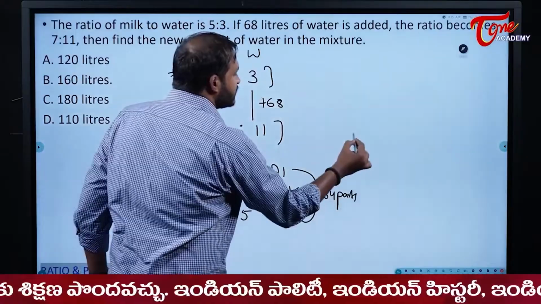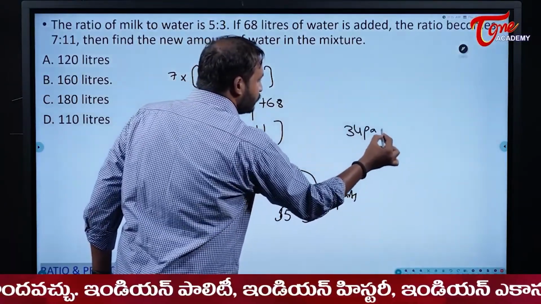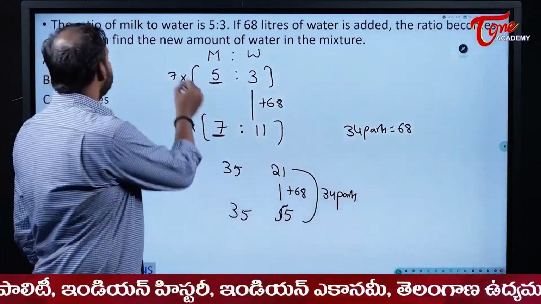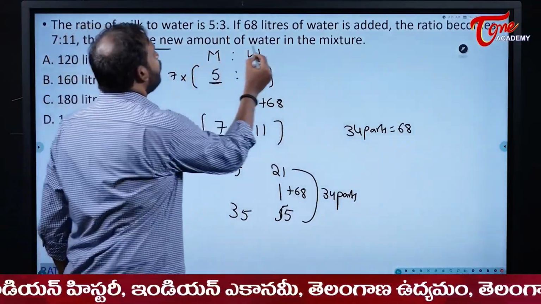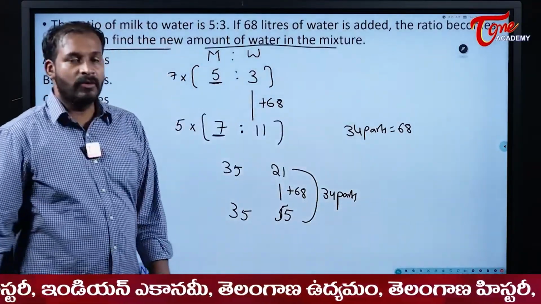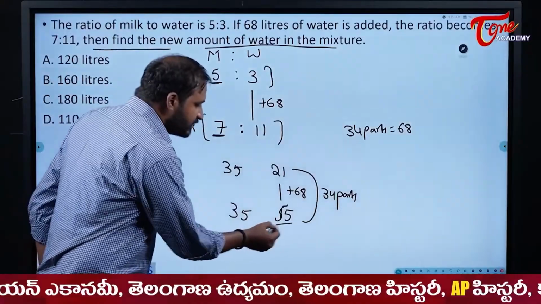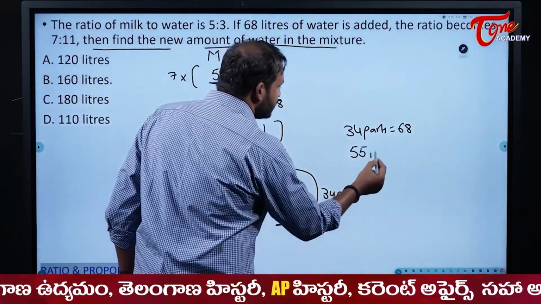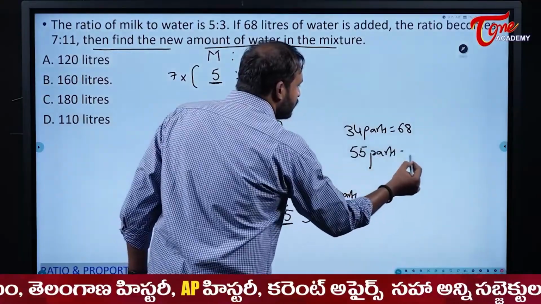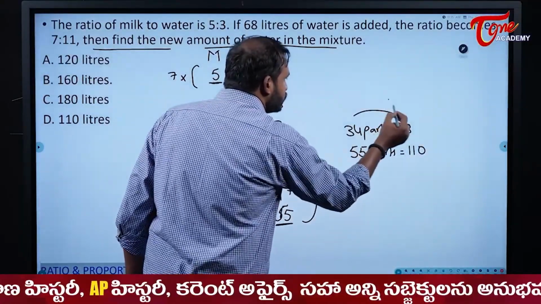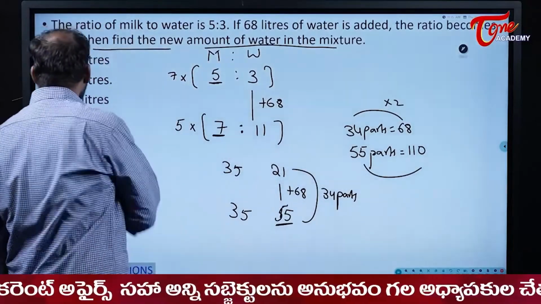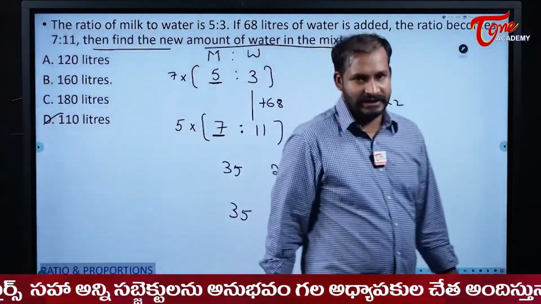So from this what I can say is 34 parts is equal to 68 liters. What is our question? Find the new amount of water in the mixture. New amount of water means what is the new quantity in the mixture? 55 parts. Then 55 parts will become what for us here? 55 parts will become 110. Why? Because 34 twos are 68 and similarly 55 twos are 110. So the new quantity of water in the mixture is 110 liters.